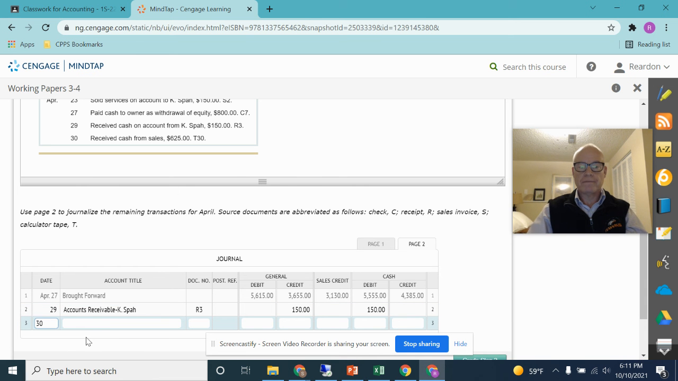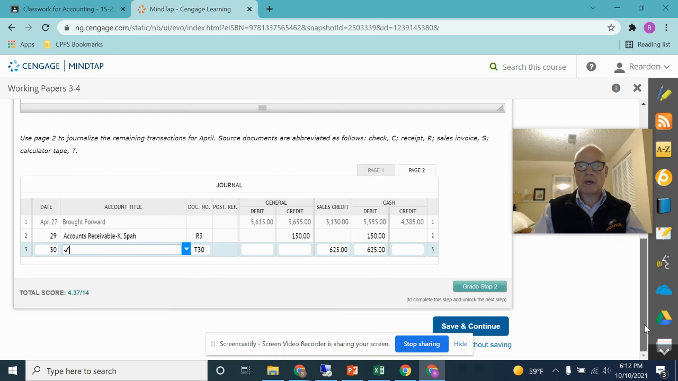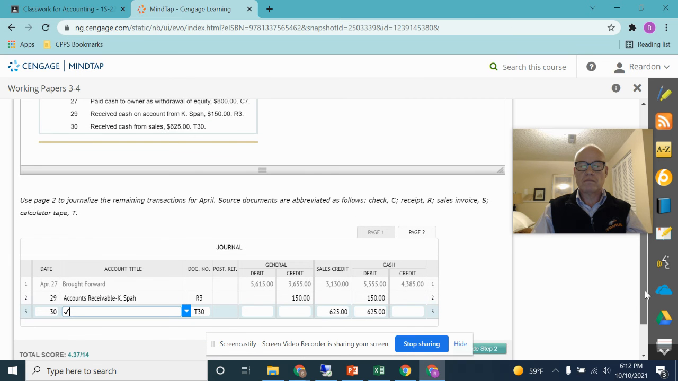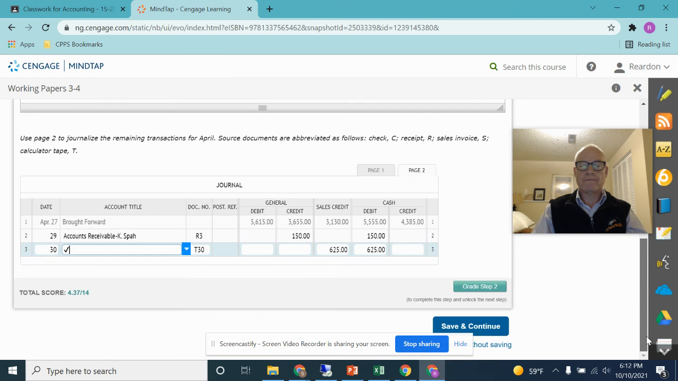Then number 30, receive cash from sales, 625, cash, 625, document number T30. And because my accounts already have special accounts for those, I'm just going to put a check mark. Source documents are shown above, receipt, blah, blah, blah. So I just posted those last 2 entries. Okay, I think we're good here.